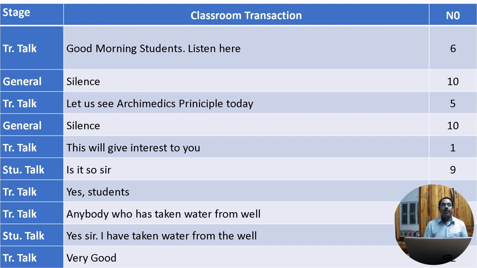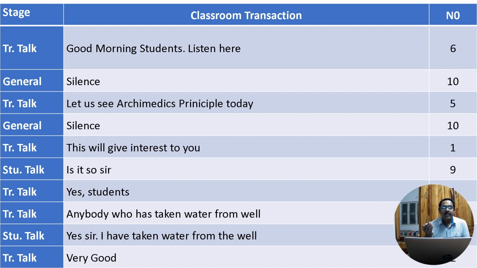Let us see how the coding is done. This is just an example of a coding. Suppose the teacher says, "Good morning students, listen here." You can see the teacher is giving directions, therefore the category is 6. Sometimes if confusion prevails or there is a silence, then it is 10.